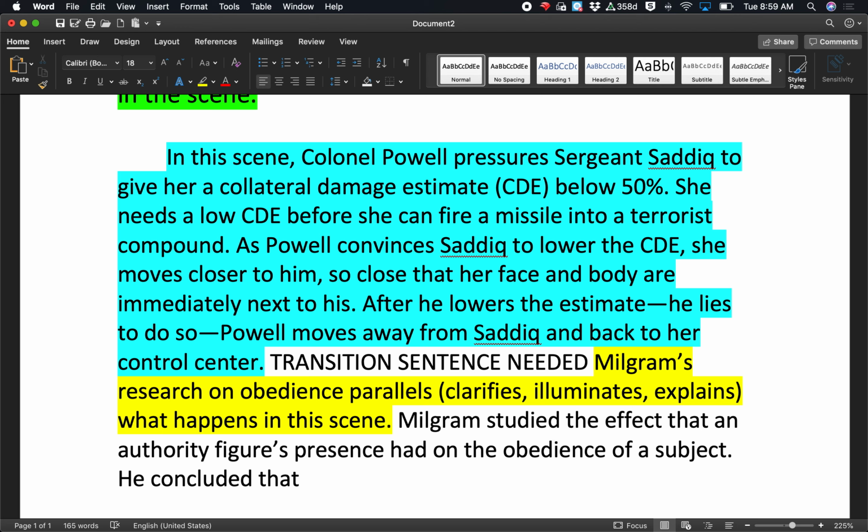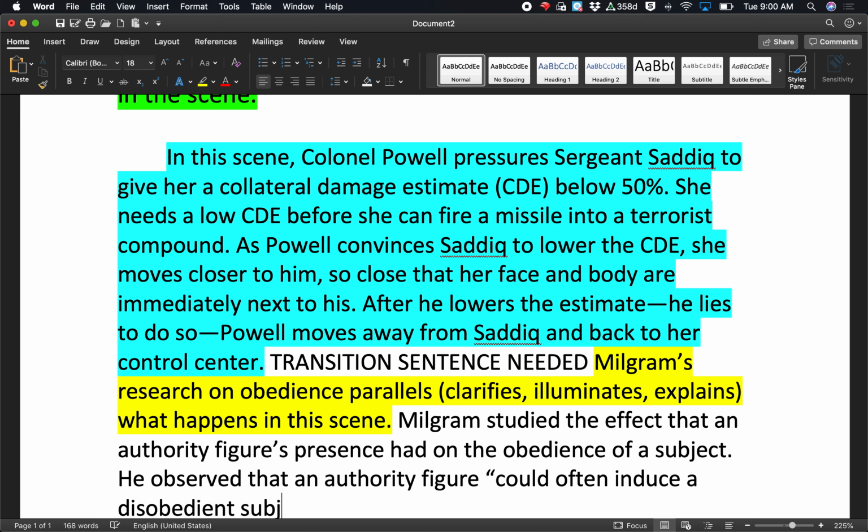There it is. No, I'm going to say observed, because he does observe. Observed that an authority figure could often induce a disobedient subject to go on by returning to the laboratory.